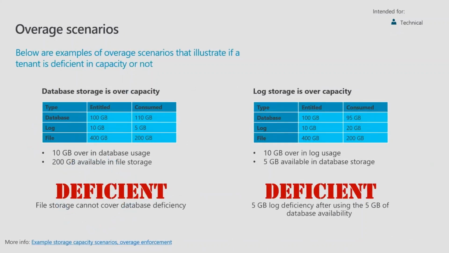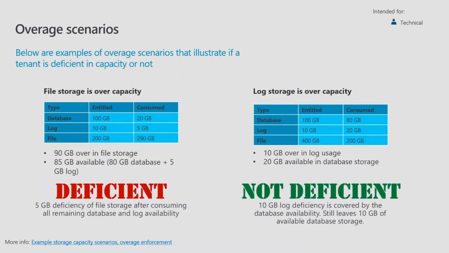Let's look at the first scenario here on the left. As you can see, it shows that we are 10 gigs over in database usage. As we talked about in the previous slide, once we are deficient in database capacity, we are always deficient. In the second scenario, the example is that we are 10 gigs over in log usage and have 5 gigs available in database storage. We would still be deficient in this case because we can use 5 gigs of our database capacity, but we'd still need another 5 gigs of either database or log capacity.